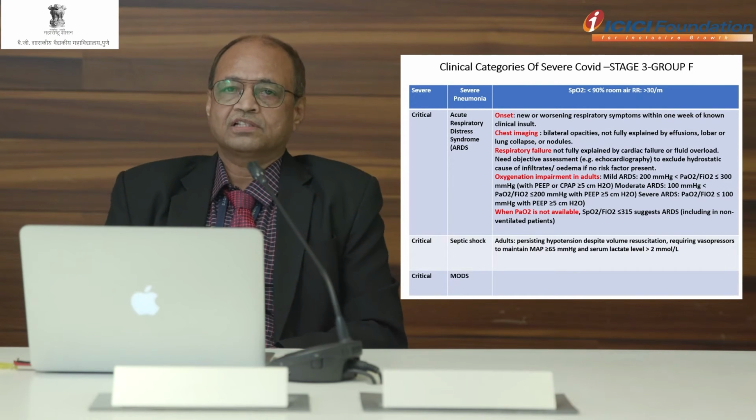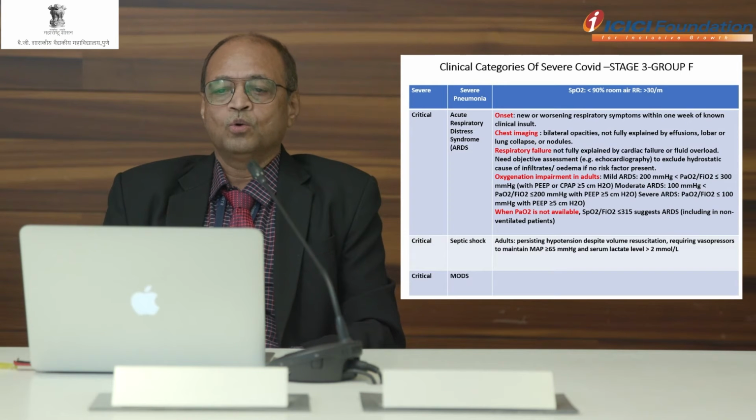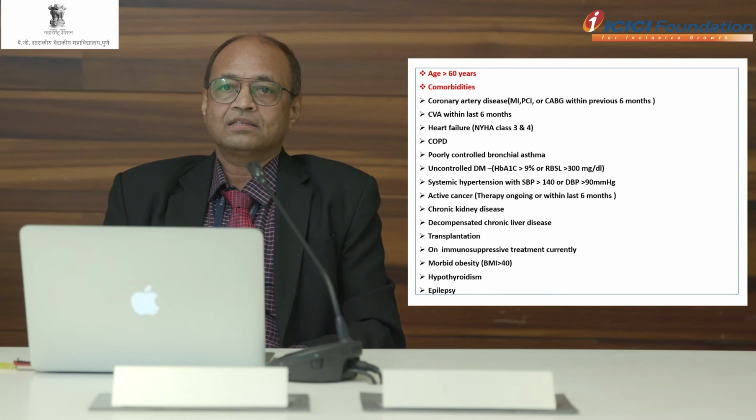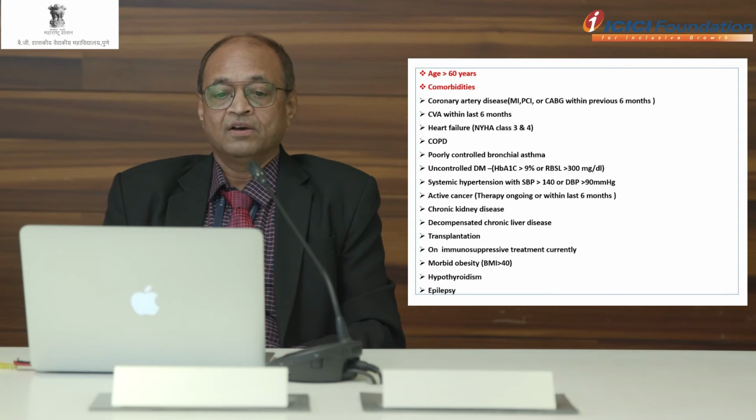And who are the individuals who are going to land up with this severe illness? These are individuals whose age is more than 60 years and who have certain comorbidities. I would like to highlight that the most important comorbid condition which makes the patient land up in severe illness is diabetes mellitus. And this diabetes mellitus can be identified for the first time once the patient is admitted. The patient doesn't know that he is suffering from diabetes mellitus.